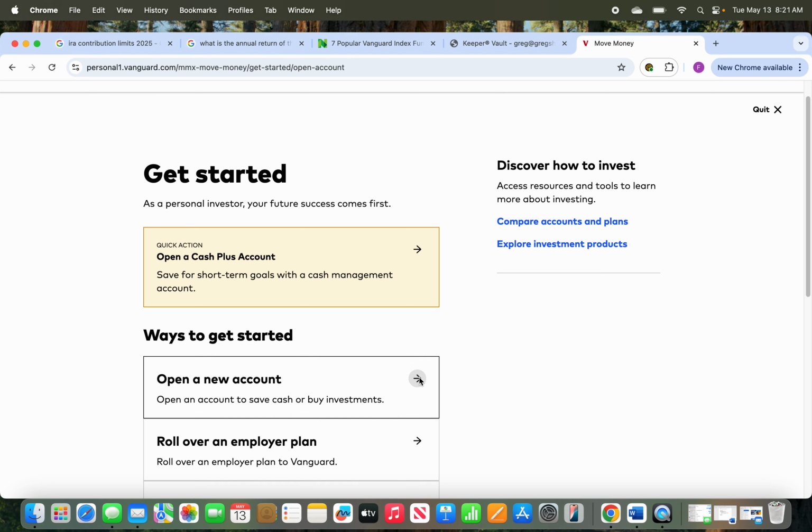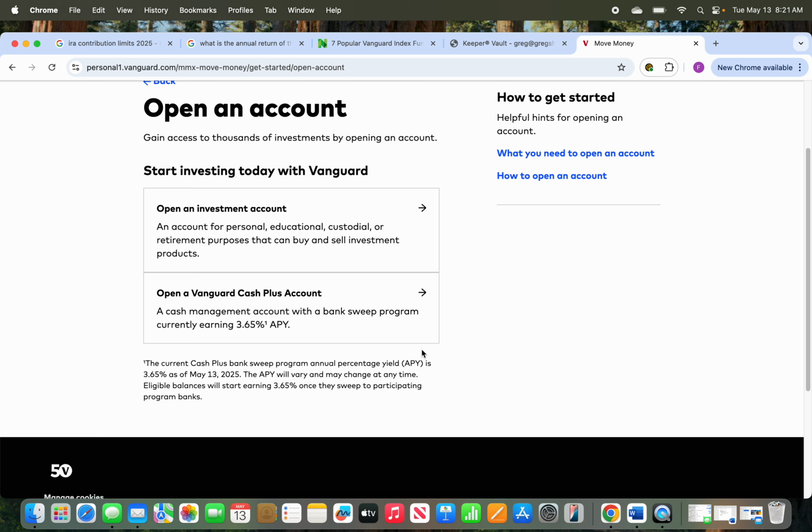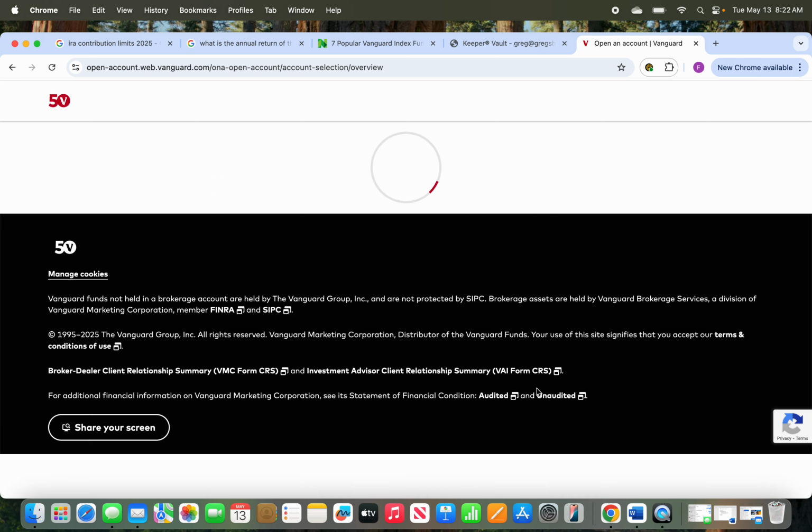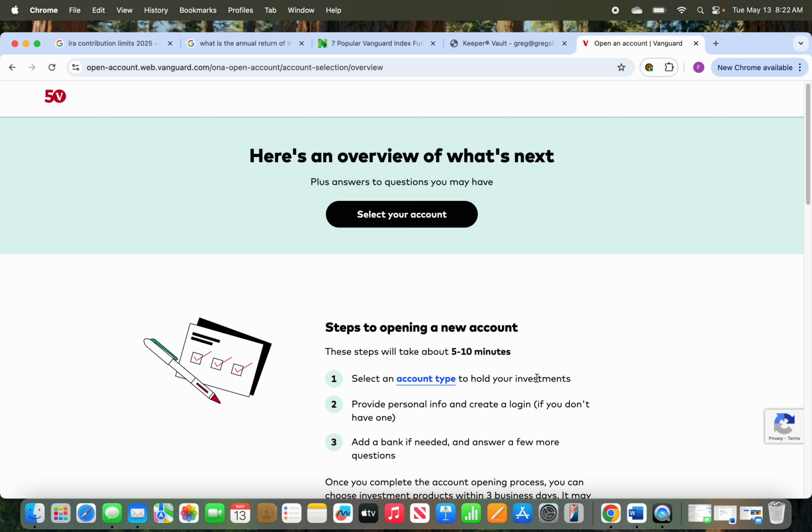begin the process. And these prompts will guide you through very easily. We want to open an investment account, so you can see that there are different types, and we haven't gone into the educational custodial of all of these. This is for retirement. And then you're brought to the screen where they will actually advise you, and that's great. But we sort of know what we want to do, but we're going to invest on our own. And then you come to this screen, very clear about what to expect.